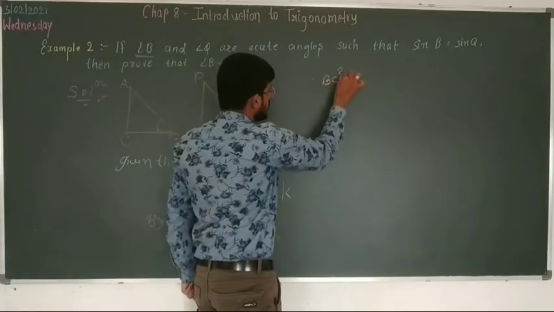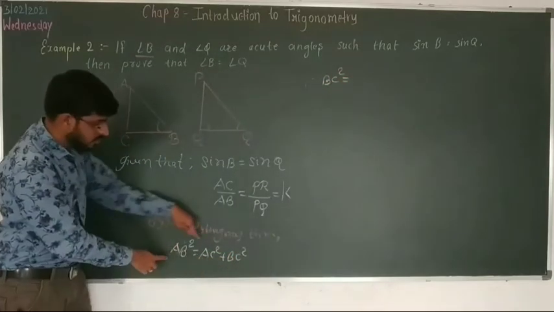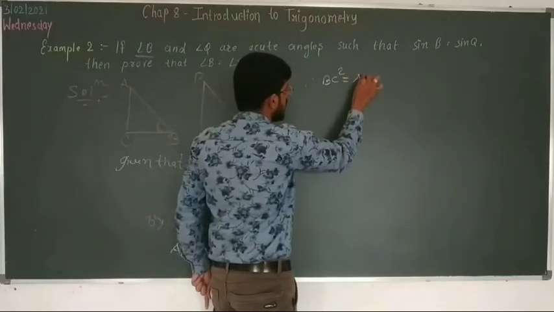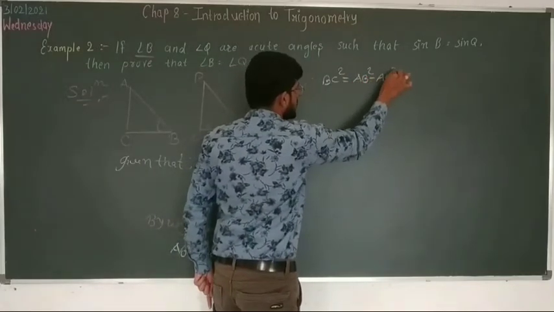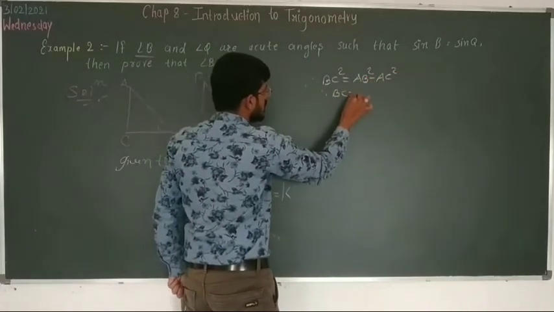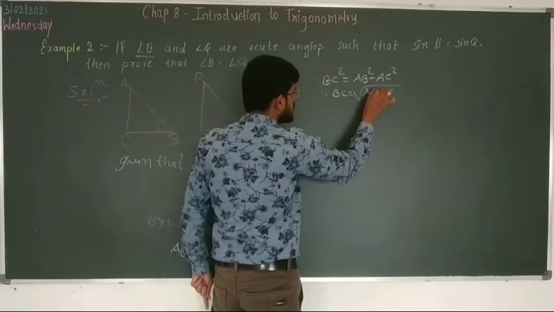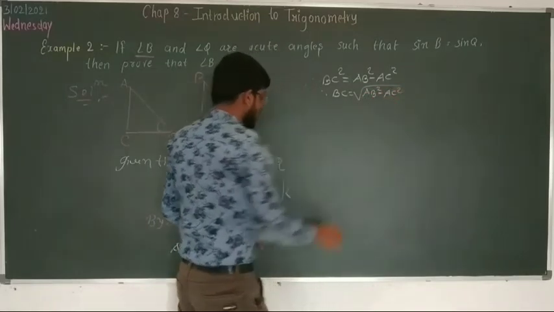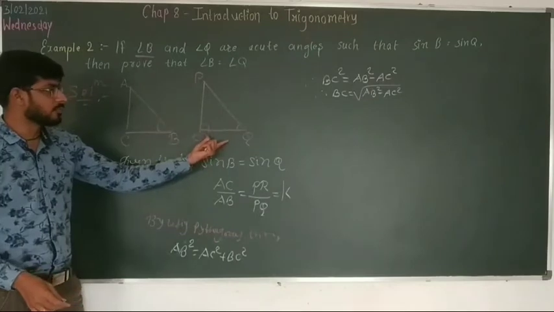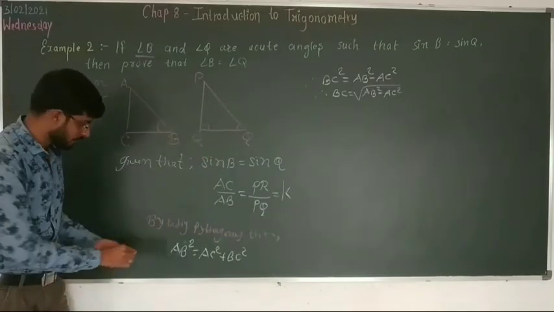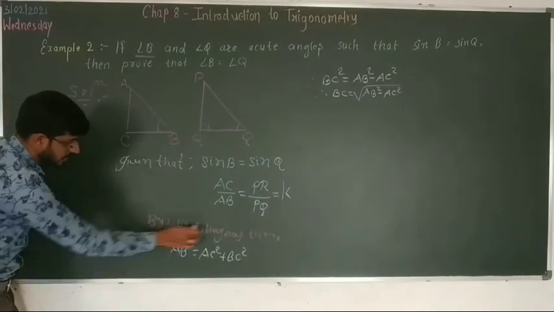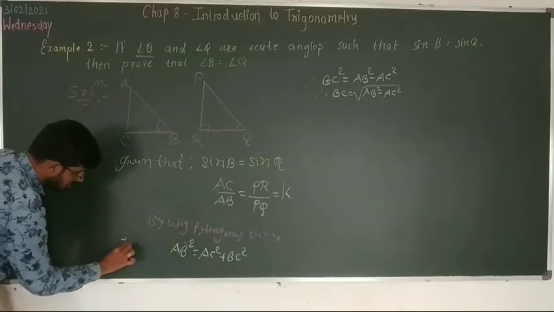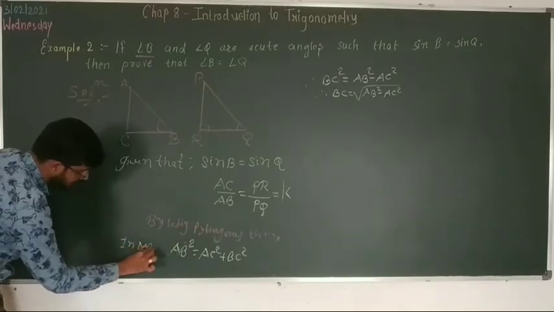Therefore BC square is equal to AB square minus AC square. So BC is under root AB square minus AC square. Same as this, find out the value of RQ by using Pythagoras theorem. We applied Pythagoras theorem in triangle ABC.